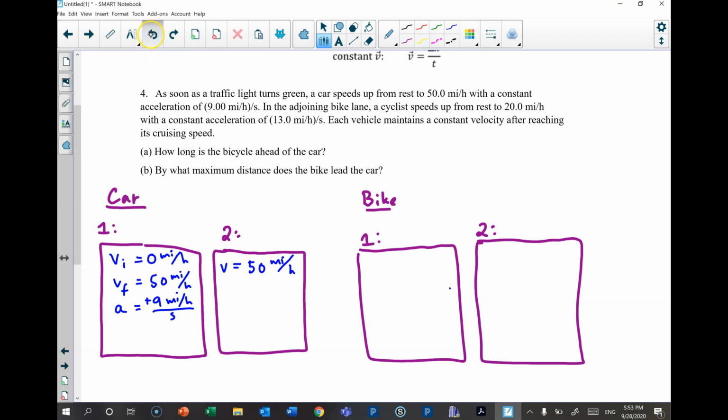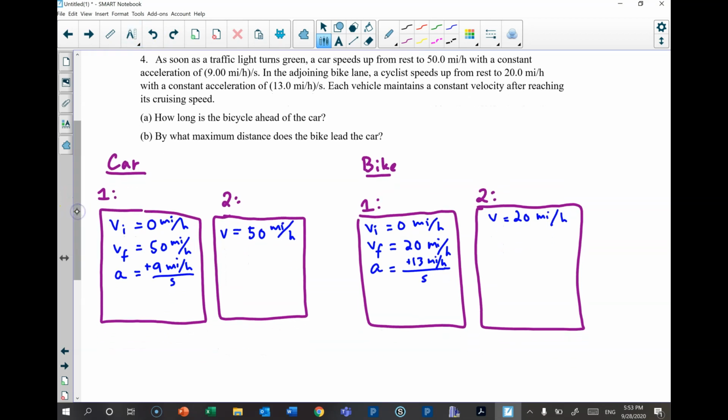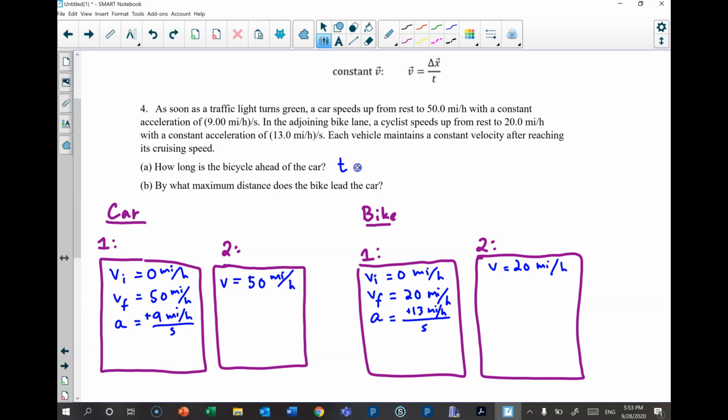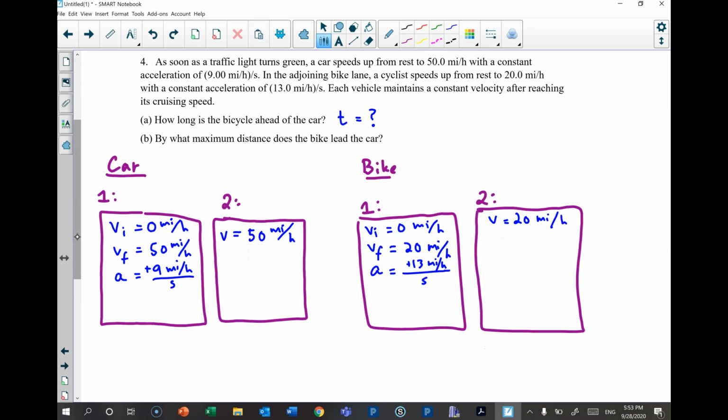Here are those givens. There is yet another trick that we have to use. Let's read the question. The question says, how long is the bicycle ahead of the car? In other words, we are looking for the time t. Now, in this question, we have to visualize the picture. The bike gets an early head start, and the car eventually catches up. So in the very first moment, here's the car, here's the bike.